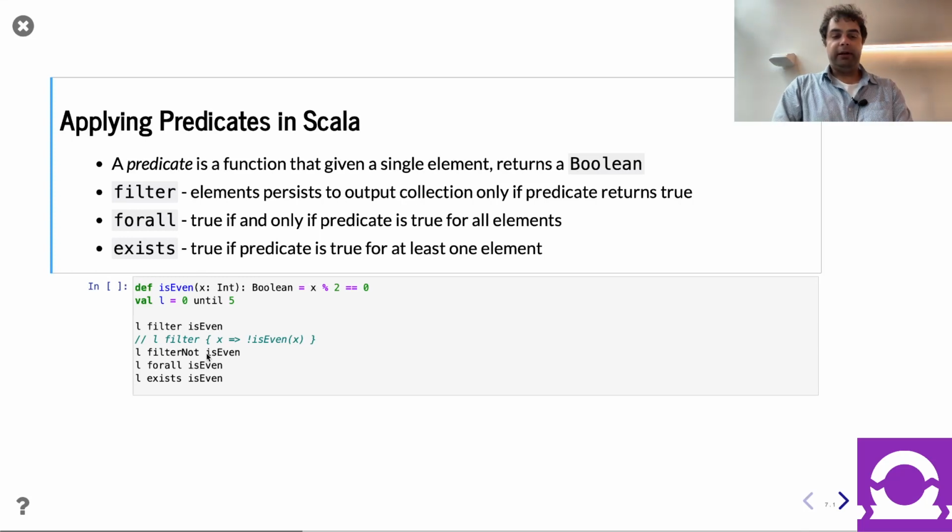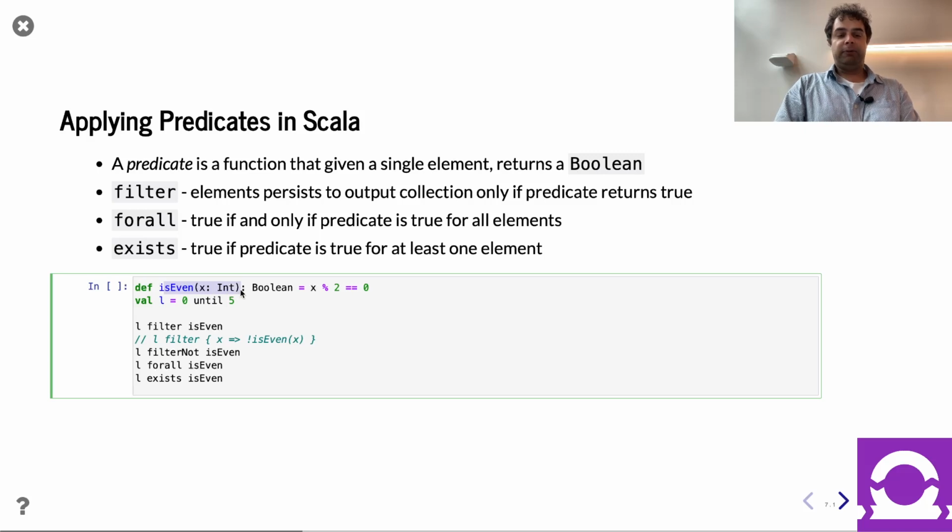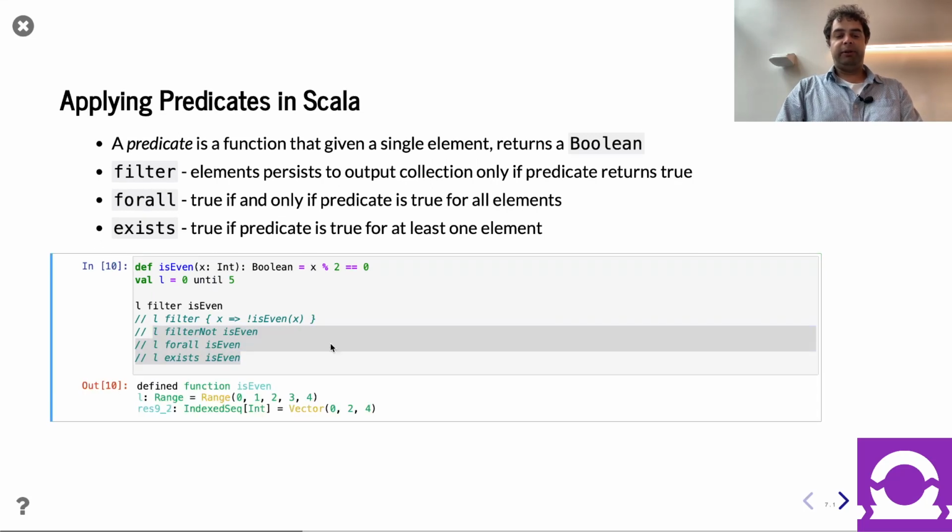So starting off, let's make a predicate. In this case, isEven. We're going to be extra verbose and say, okay, it takes in the argument an Int, returns a Boolean, and we check to see if it's even. Okay, so we can go ahead and apply this, and we see with filter, of course, we get all the elements that satisfy this isEven predicate.